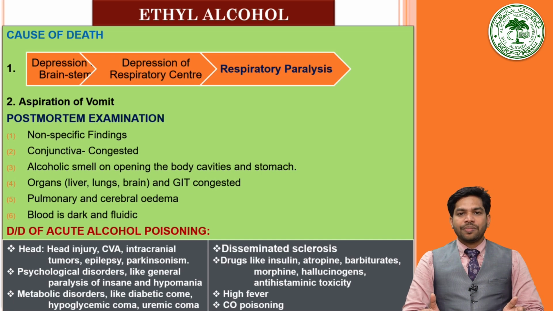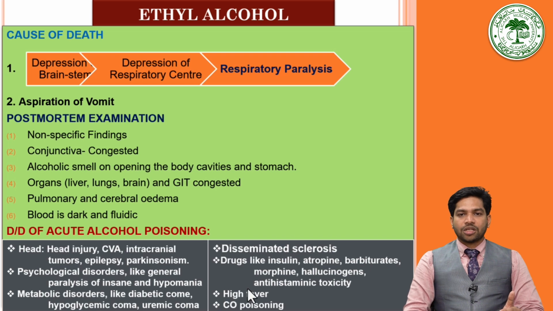Then the various conditions may mimic the acute alcohol intoxication, like in case of head injury, cerebrovascular accidents, intracranial tumor, epileptic patient, Parkinsonism. They may have certain common features of the acute alcohol intoxication. So, these things shall be ruled out. Then the psychological disorders like the general paralysis of the insane and the hypomania may mimic the alcohol intoxication. Then metabolic disorders like diabetic coma, hypoglycemic coma, uremic coma, the comatose condition has to be ruled out, whether this is due to the diabetes, whether this is due to hypoglycemia or whether due to the uremia.